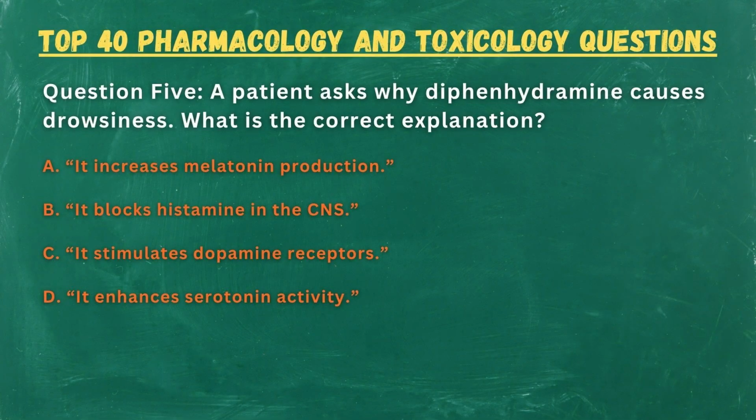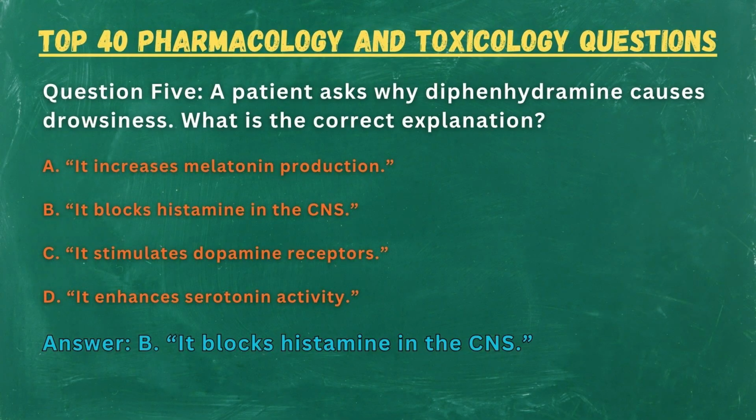Question 5. A patient asks why diphenhydramine causes drowsiness. What is the correct explanation? A. It increases melatonin production. B. It blocks histamine in the CNS. C. It stimulates dopamine receptors. D. It enhances serotonin activity. Answer. B. It blocks histamine in the CNS.